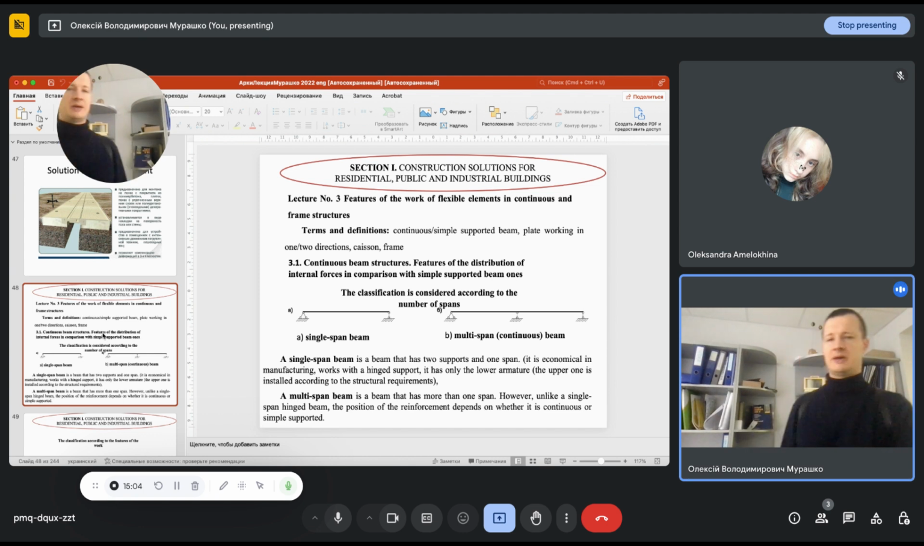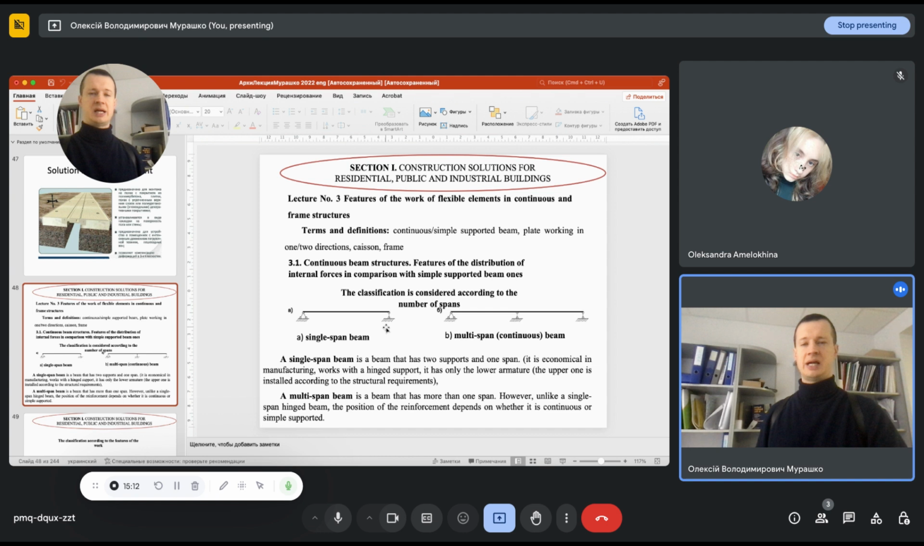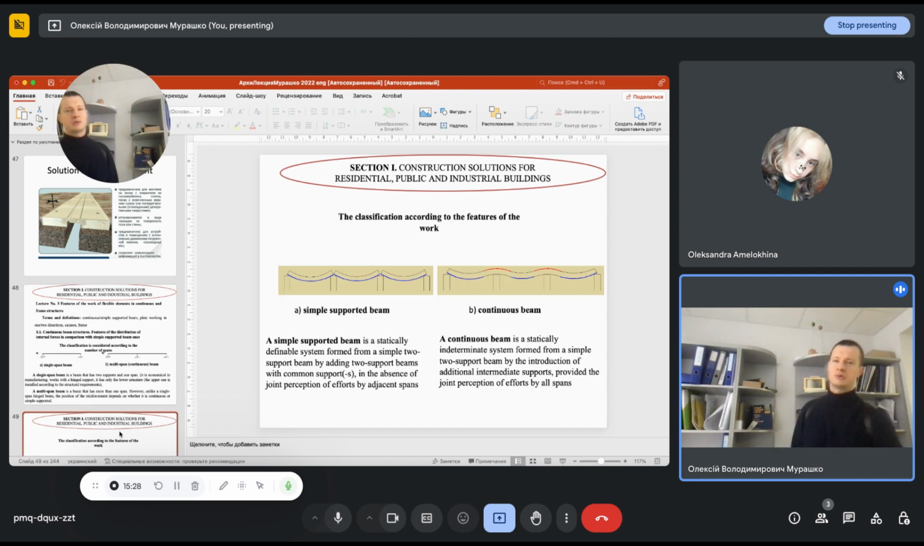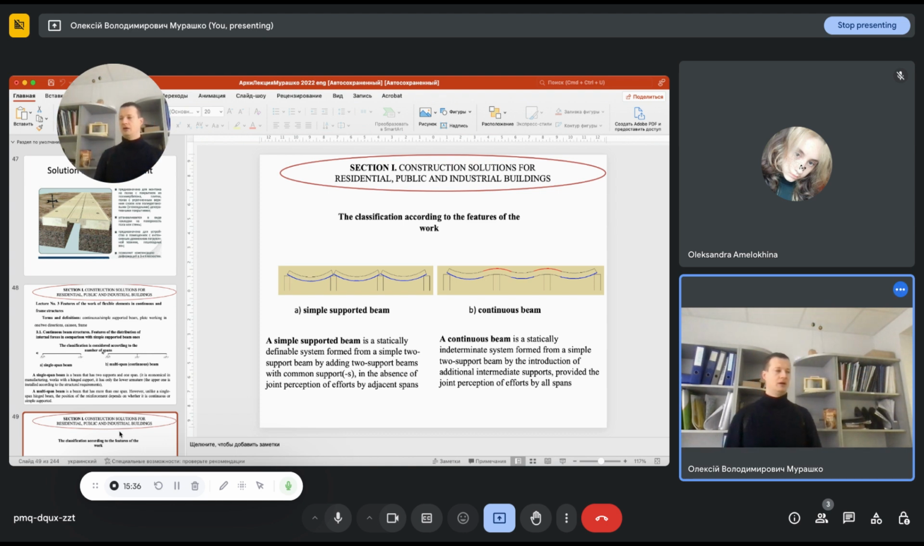So, for example, we have such a situation. Here is the single span beam and multi-span beam. From the first sight, they really look like each other, but the difference between them lies in the amount of support elements. In this case, we have three support elements, and in this case, we have only two. It is very important to understand that sometimes the amount of supporting elements does not play a significant role in the behavior of elements. And why is that so?